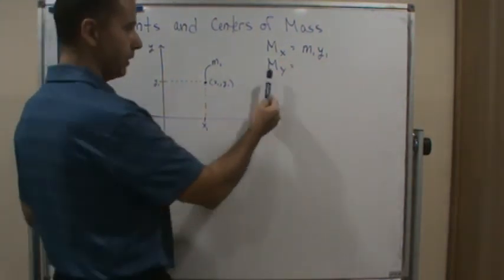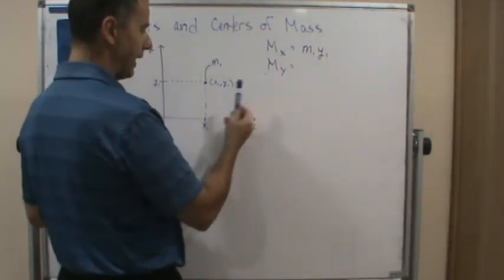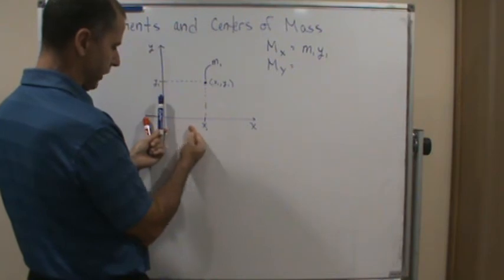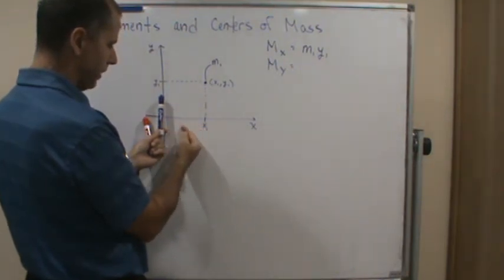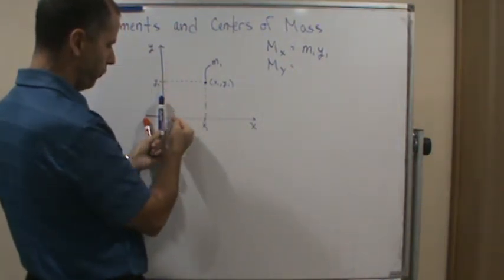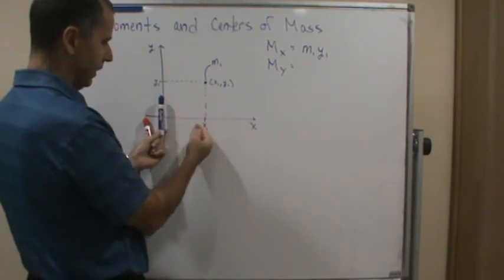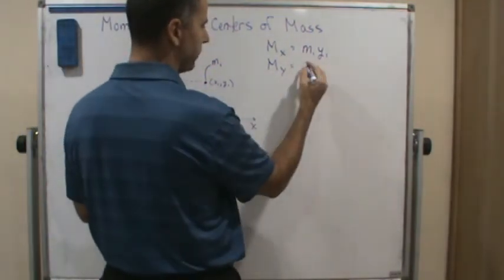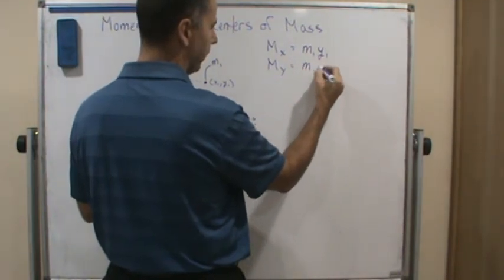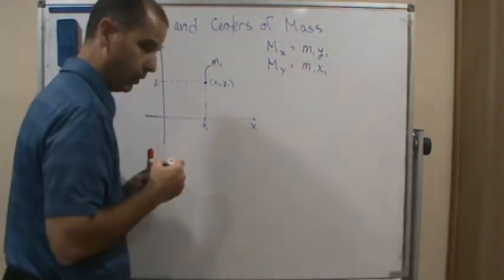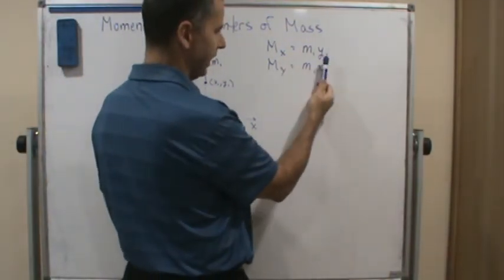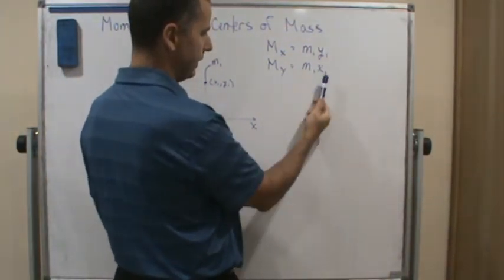Okay? So now what about My? This is the moment of the system with respect to the y-axis. So that means I'm going to be looking at x, the x-coordinate, right? How far am I from the y-axis? That's going to be the x-coordinate. So this moment is going to be defined by M1 x1. Okay? So that's why this is x, and this is y, and this is y, and this is x.